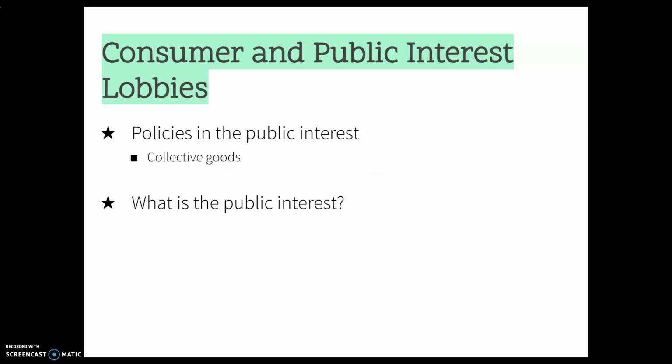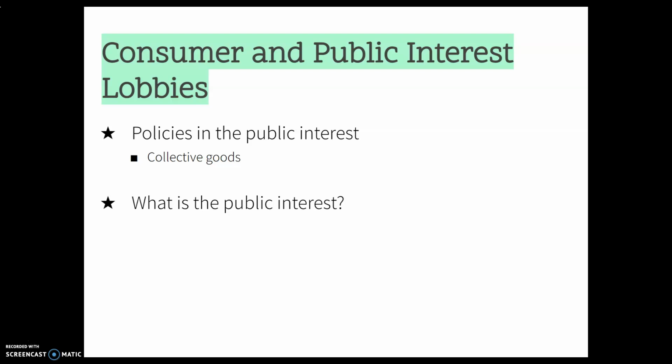And then we have consumer and public interest lobbies. Consumer lobbies are going to pursue policies that will benefit everybody. Same with public interest lobbies. They represent broad classes of people like consumers, voters, reformers. But the difficulty here is that these are not overly popular groups to join.